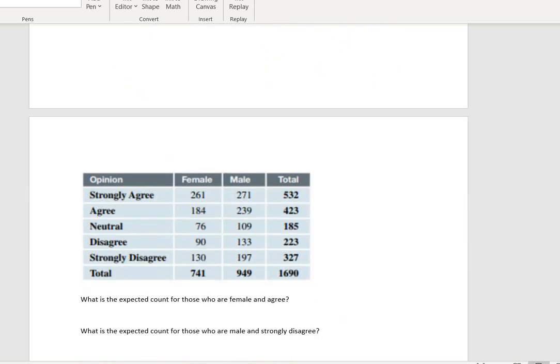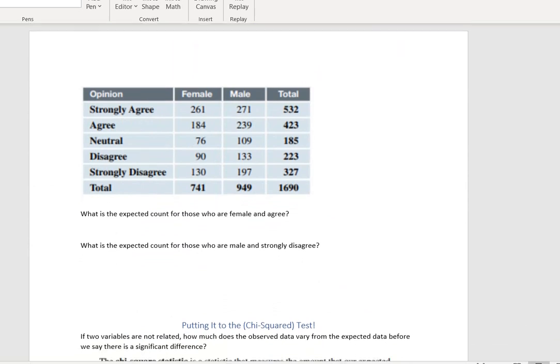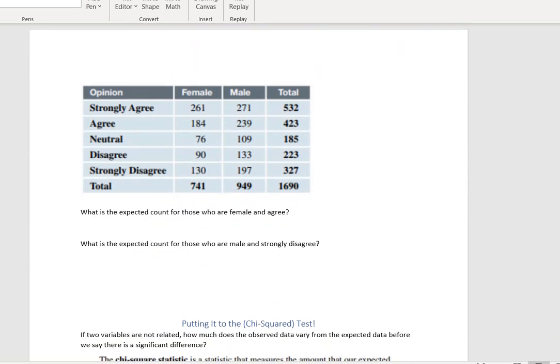Okay, so if we look at this table, what we see is that people's opinions can be strongly agree, agree, neutral, disagree, or strongly disagree. And you can either be female or male. So when we look at this, let's first find the expected count for those who are female and agree.